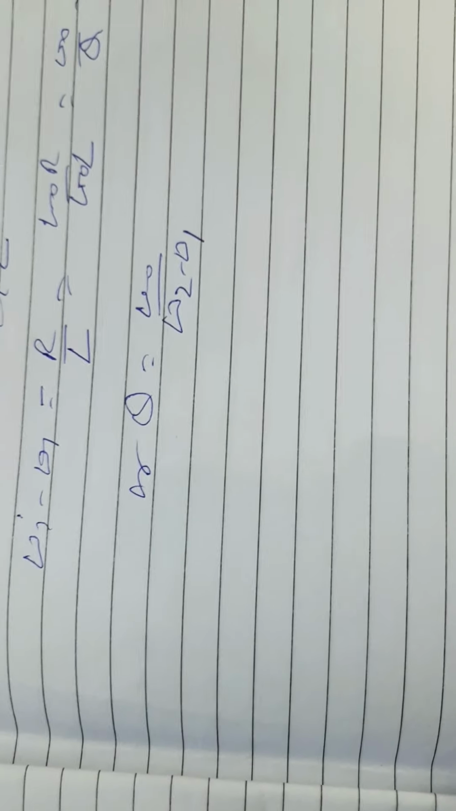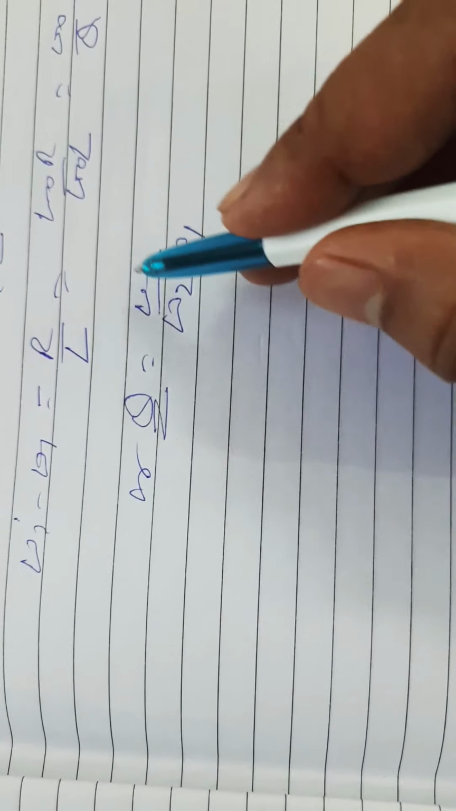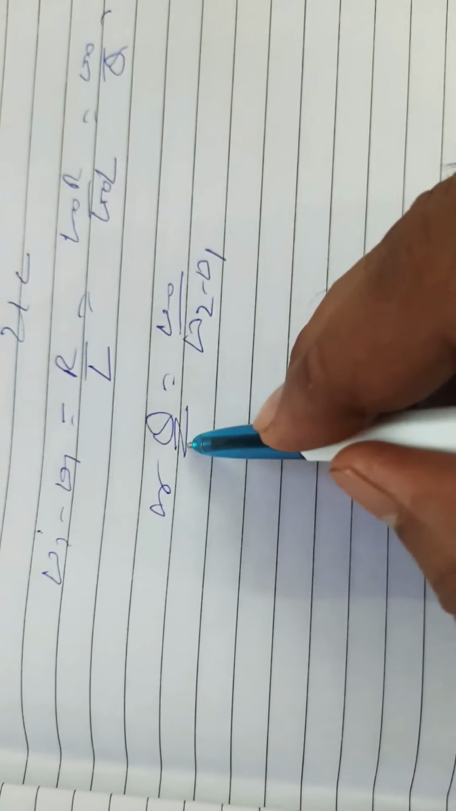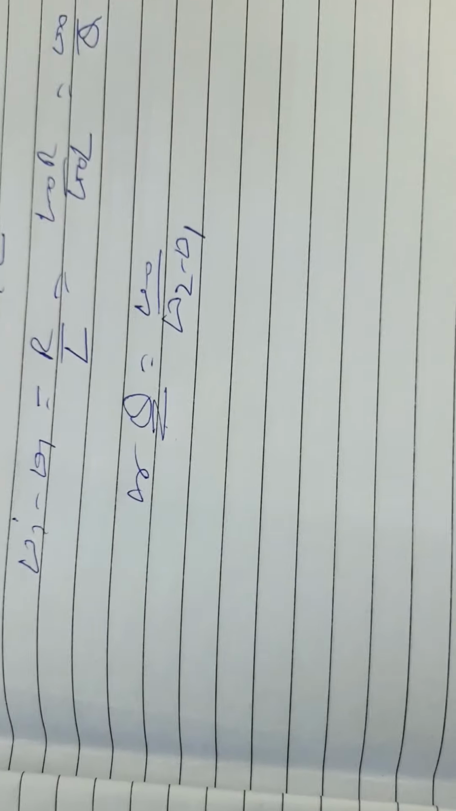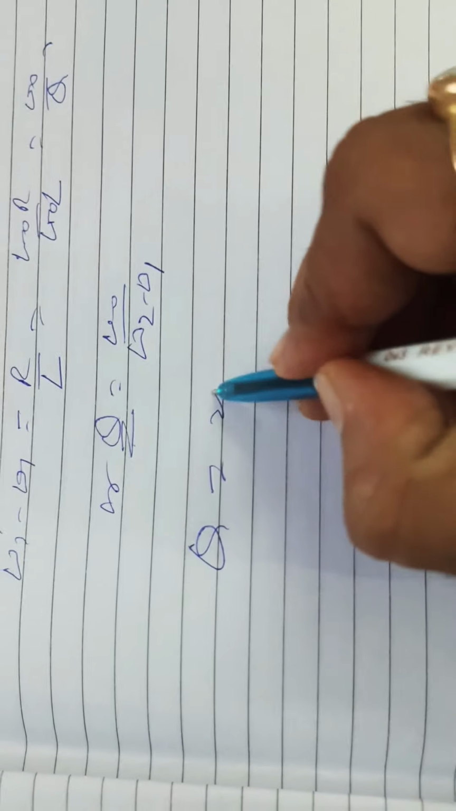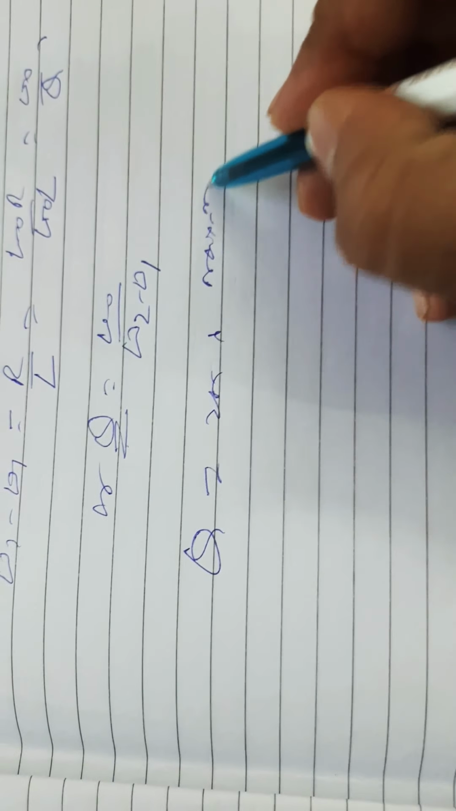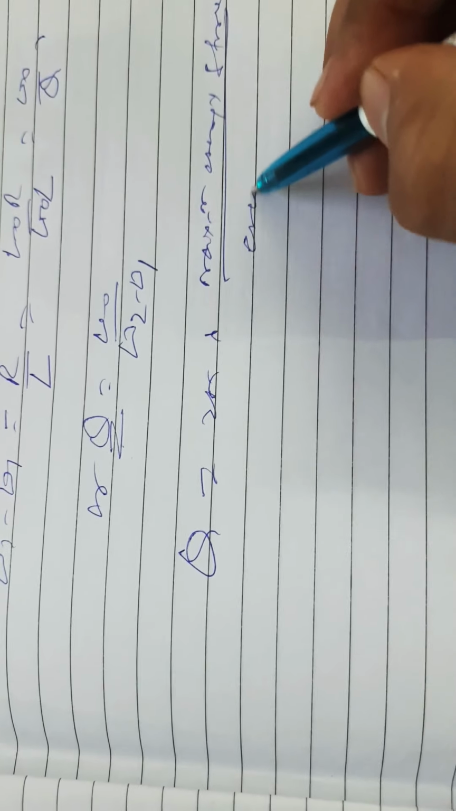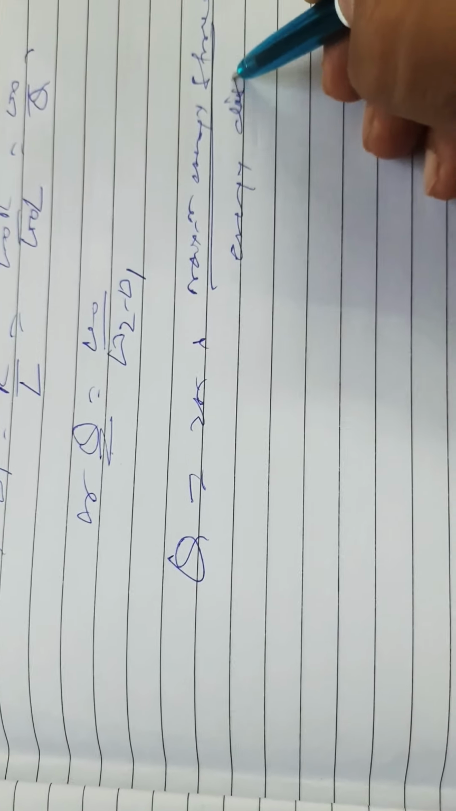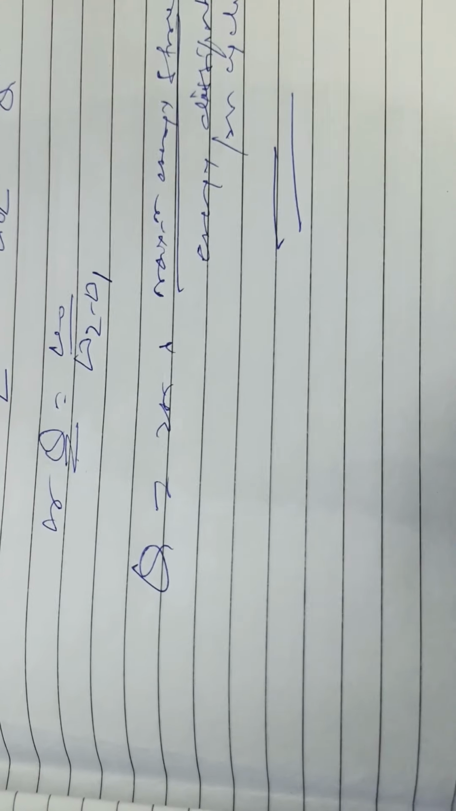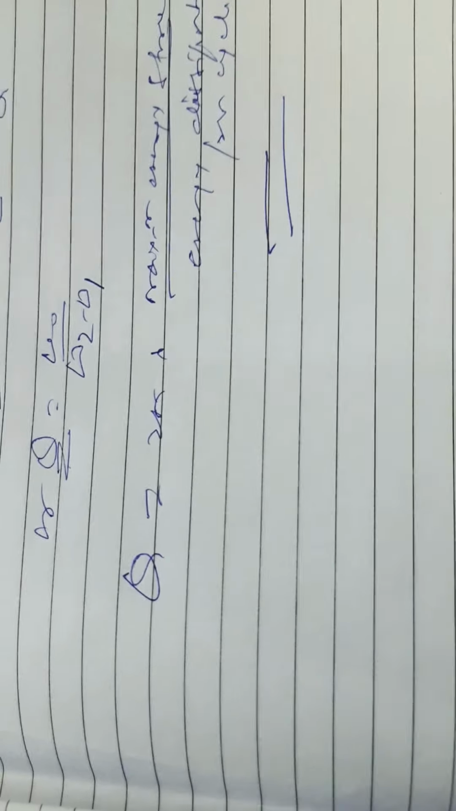So the last equation relates the Q factor to the bandwidth. The higher the value of Q, the smaller the bandwidth, and vice versa. From the energy consideration, the quality factor may be defined as Q equal to 2 pi into maximum energy stored by energy dissipated per cycle.